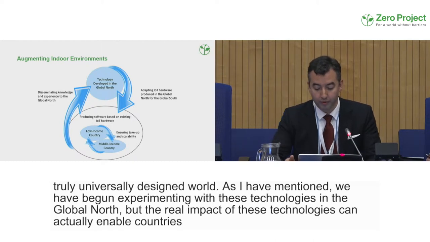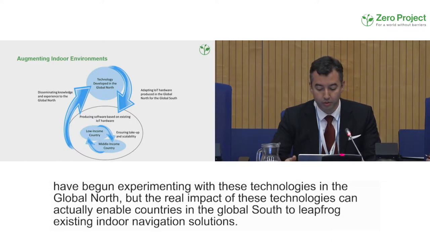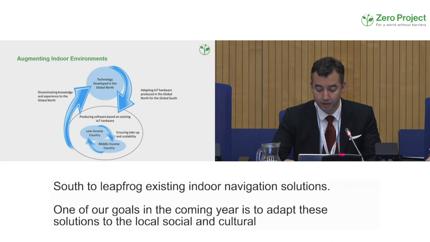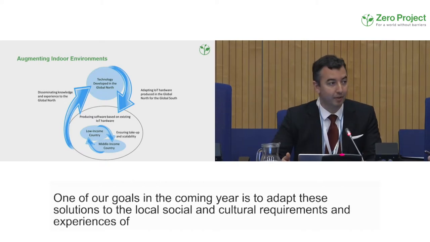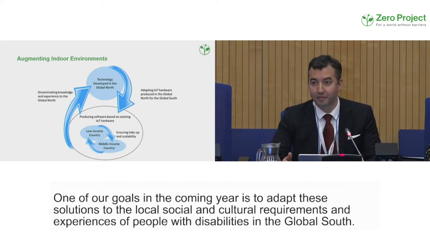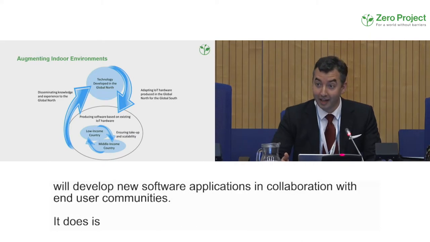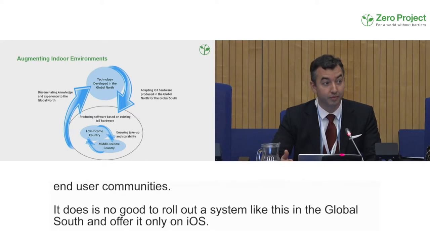So one of our goals in the coming year is to adapt these solutions to the local, social, and cultural requirements and experiences of persons with disabilities in the global south. We're going to do this by developing new software applications in collaboration with end-user communities. It obviously does us no good to try to roll out a system like this in the global south and offer it only on iOS. It can do some good if we're able to offer it on different platforms and even create applications for feature phones that enable people across the income spectrum to be able to afford and use this technology.